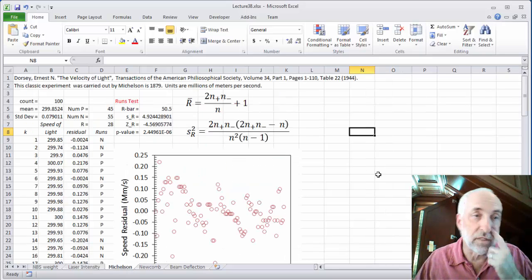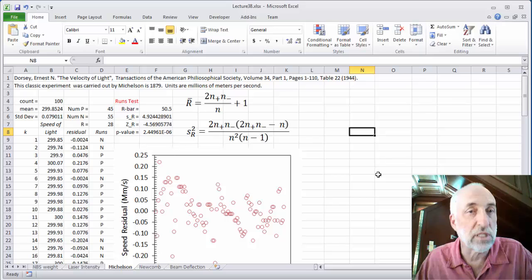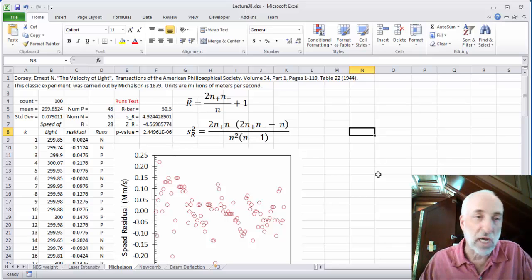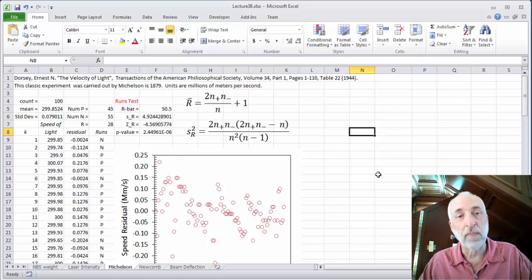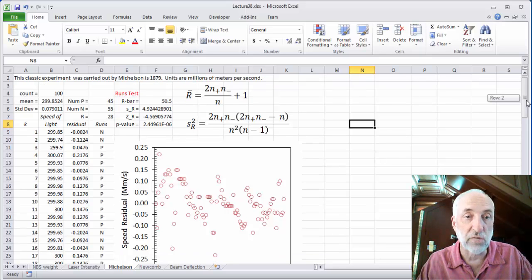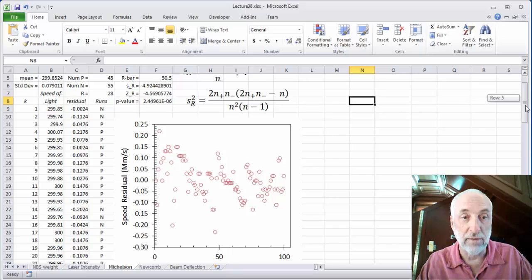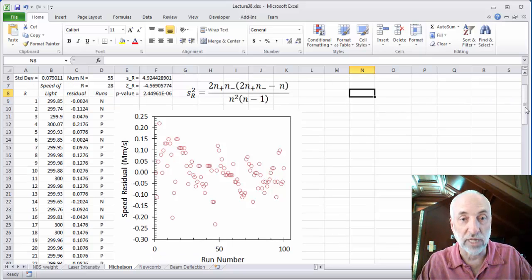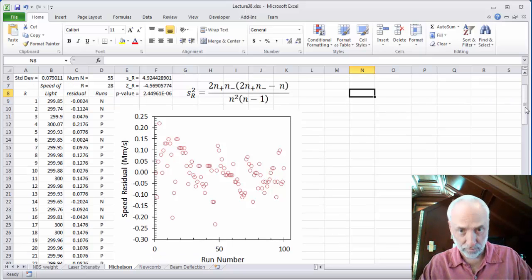Here's the Michelson data. This is Albert Michelson measuring the speed of light. He won the Nobel Prize for this kind of work. And here we show 100 measurements that he made over time, and they're in sequence of when he made the measurements. Here's the speed residual in 10 to the 6 meters per second versus run number.